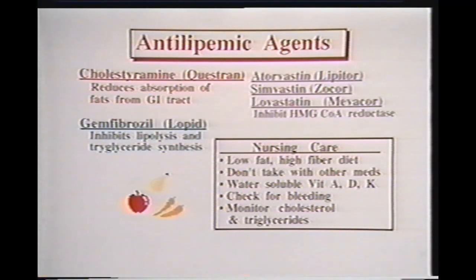Other drugs that we might take a look at are going to be drugs like gemfibrozil, which is Lopid. This inhibits lipolysis, and it inhibits also the synthesis or the production of triglycerides. Other major category of drug are the whole statin category. Lovastatin, which is Mevacor, and Simvastatin, which is Zocor. These are technically called drugs that inhibit HMG-CoA reductase. Just remember that they're anti-lipemic agents.